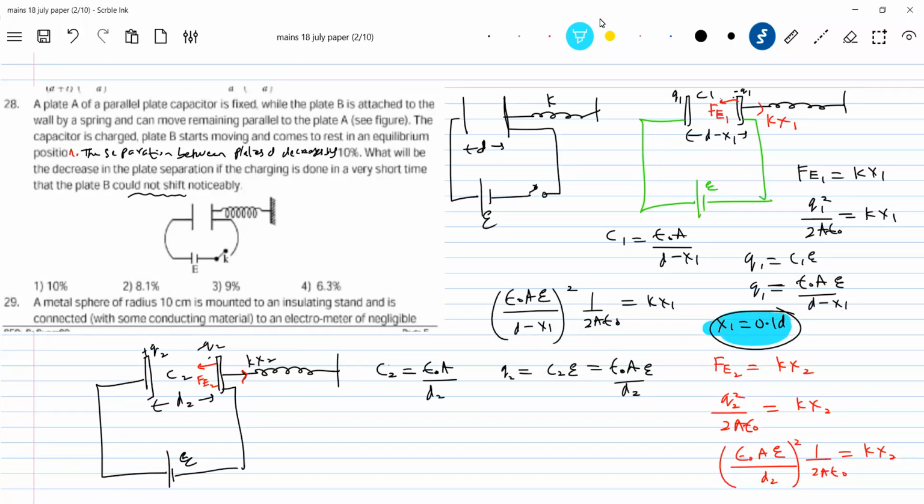Now, what will be the decrease in the plate surface? The charging is done in a very short time so that the plate could not shift noticeably. Then in that case also, the spring will get elongated. So here x2 will come. x1 I got in terms of d, no? So here the value of x1 I'll get. d2 and x2, two are unknown things, no? Only x2 is unknown, sir.